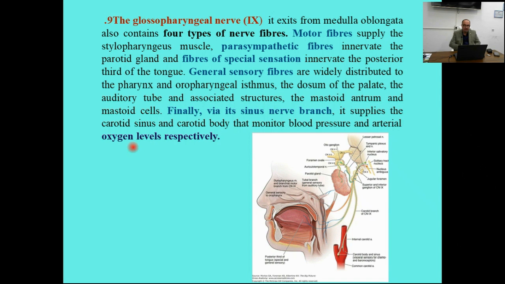And finally, via its sinus nerve branch, it supplies the carotid sinus and the carotid body that monitor the blood pressure and the arterial oxygen level respectively.